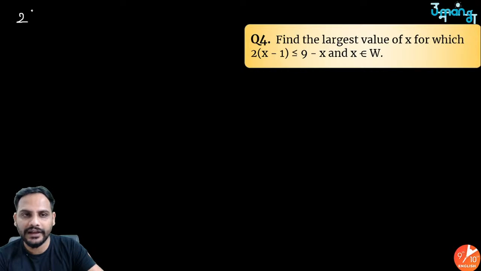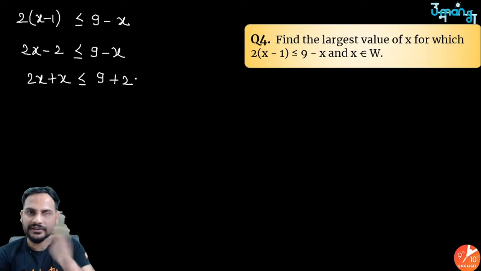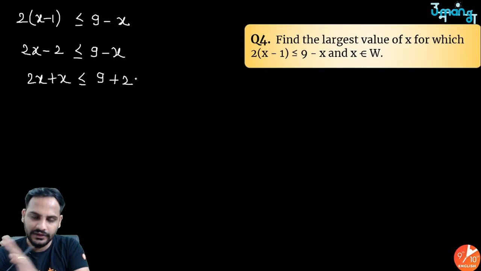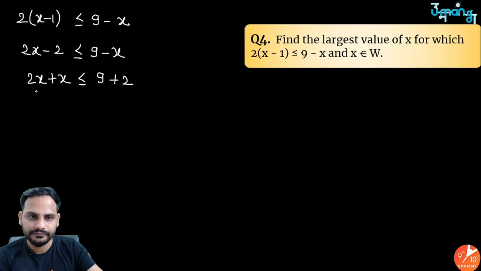So we have 2 times (x minus 1) less than or equal to 9 minus x. Multiply 2 over here. So 2x minus 2 less than or equal to 9 minus x. Shift minus x over here, minus 2 over there. So 2x minus x will become plus x, 9 minus 2 will become plus 2. Remember, subtraction to addition, addition to subtraction, no changes in the sign. Only in multiplication and division we change the sign.